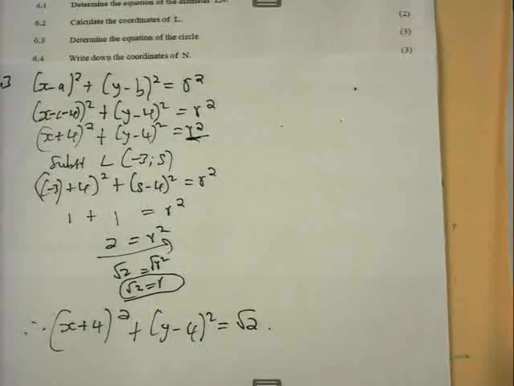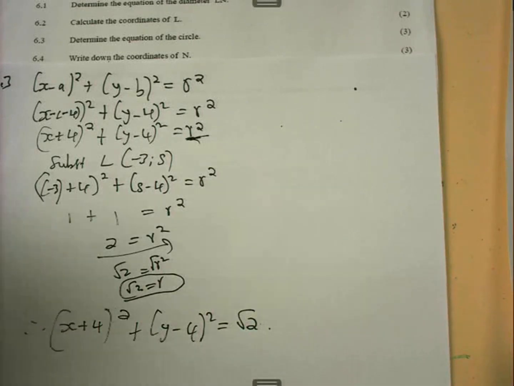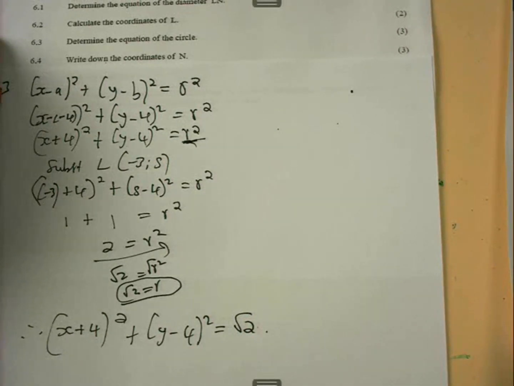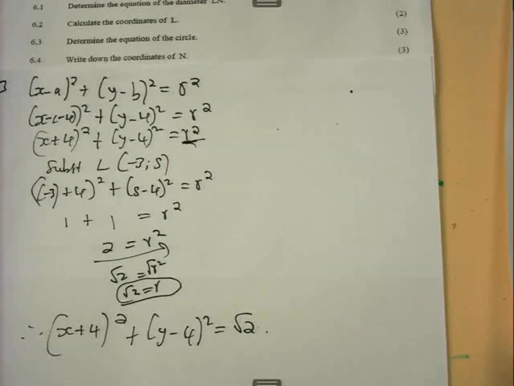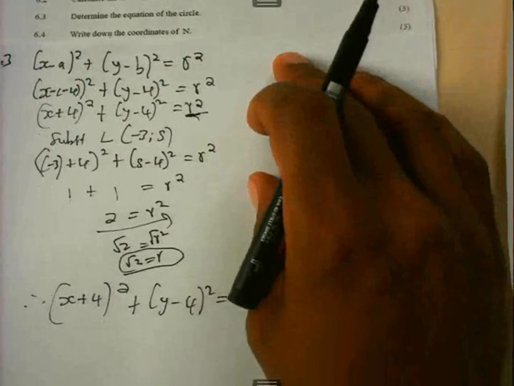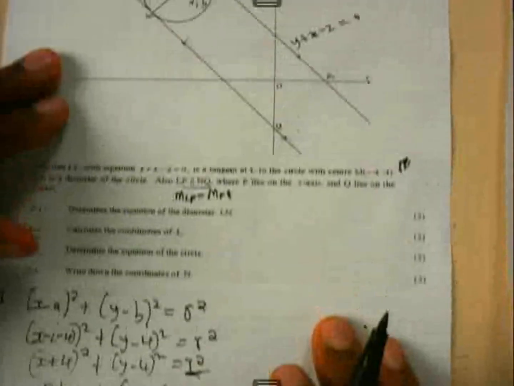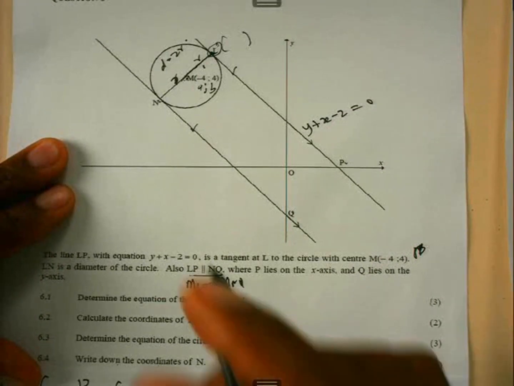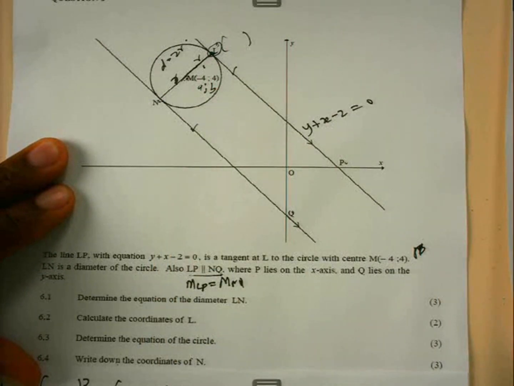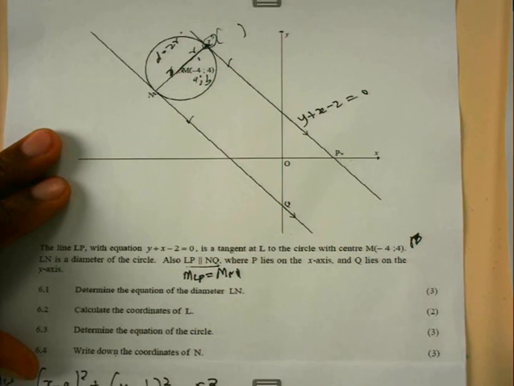Right, now 6.4. Write down the coordinates of n. Write down the coordinates of n. It's a very interesting question now. Look at n. Can you see n? Here it is, n. They are saying we must write down the coordinates of n. How do you write down the coordinates of n?